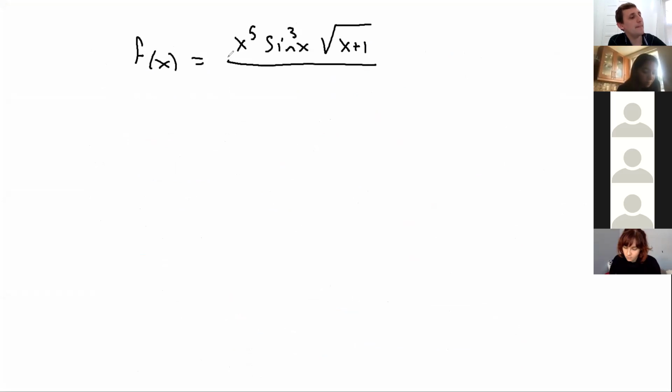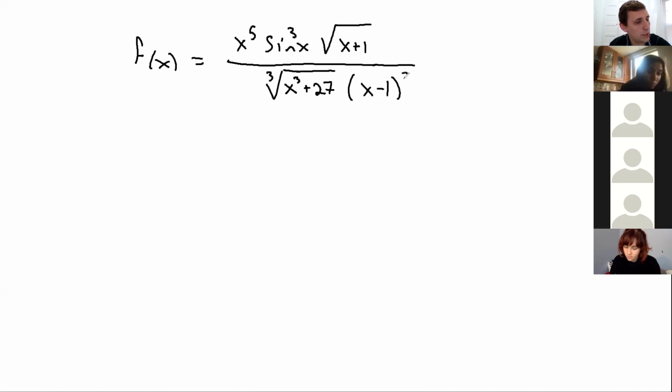divided by the cube root of x cubed plus 27, and maybe times, for good measure, times x minus 1 to the power of 7, okay? I asked you to take the derivative of this function.